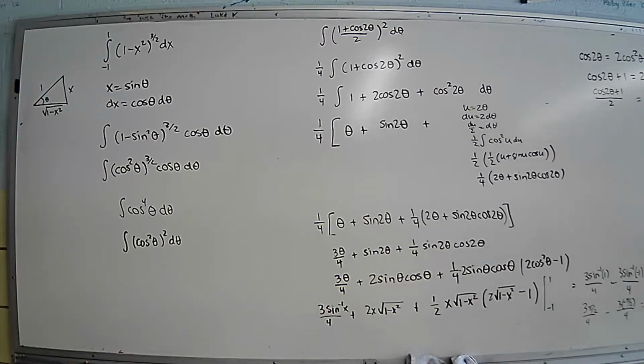Holy moly! That was a mess. A hot mess. All that for cosine to the 4th. Isn't that interesting how, if you just go back and look at the original problem, look how simple the original problem just looked. I mean, that didn't look that hard. 1 minus x squared? Okay, no big deal.